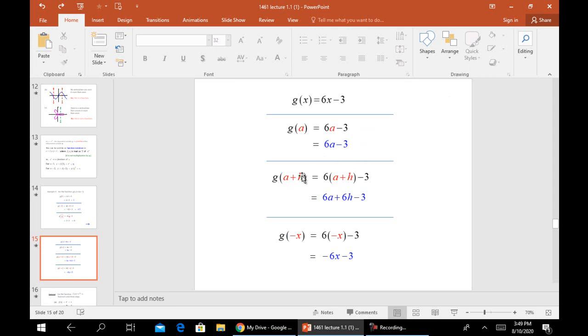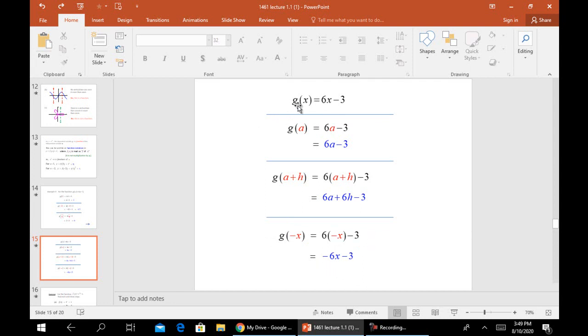What is g of a plus h? Well, now the input is a plus h. So we multiply the input by 6. You multiply the input a plus h by 6, and then you subtract 3. So you get 6a plus 6h minus 3. What about g of negative x? Again, the input x has to be replaced with the input negative x. So you get 6 times negative x minus 3, which would be negative 6x minus 3.